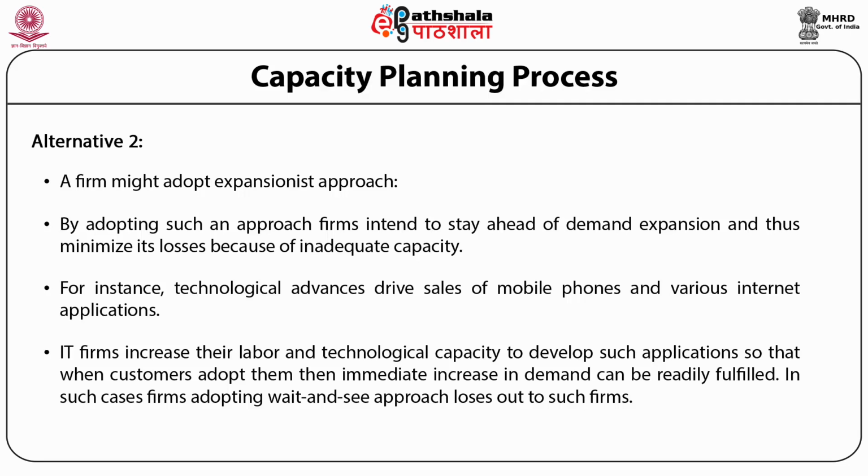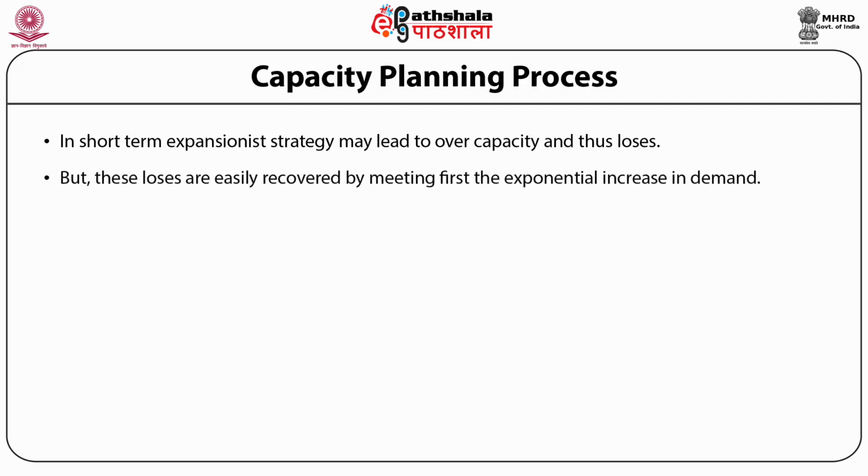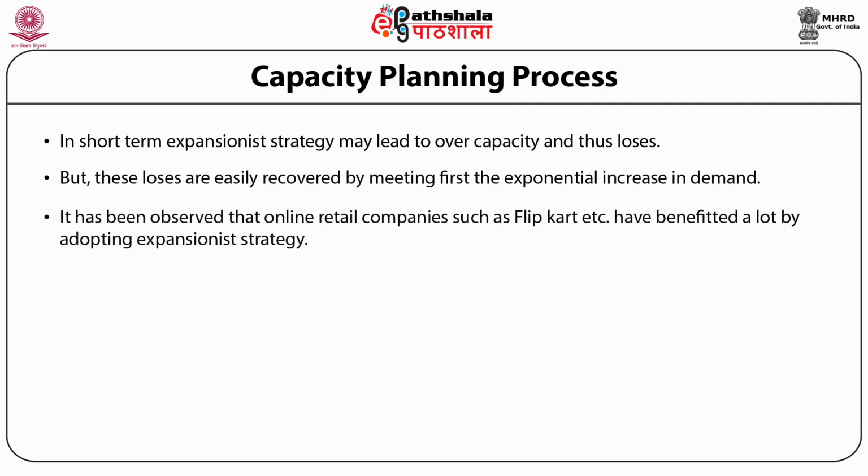In such cases, a firm adopting the wait and see approach loses out to such firms. In the short term, an expansionist strategy may lead to overcapacity and thus losses. But these losses are easily recovered by meeting the exponential increase in demand first. It has been observed that online retail companies such as Flipkart etc. have benefited a lot by adopting an expansionist strategy.